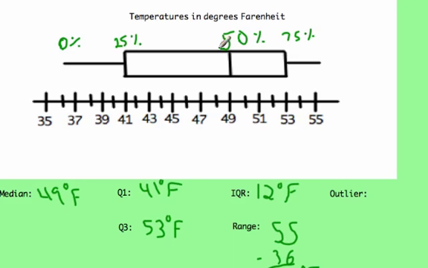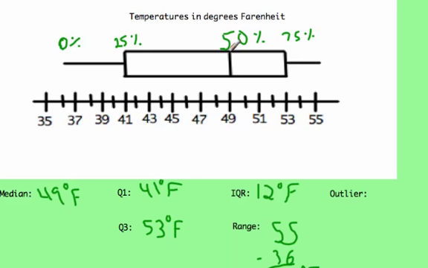And you can see this box is a lot bigger than the box on the right. And the reason for that is that these numbers from 41 degrees to 49 degrees Fahrenheit are a lot more spread out. There's greater variation. Whereas the numbers from 49 to 53 degrees, they're a lot closer together.